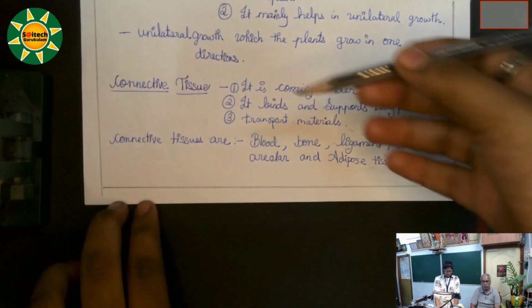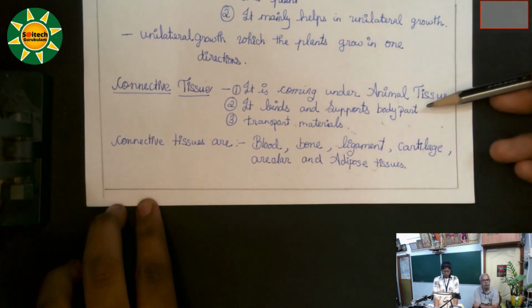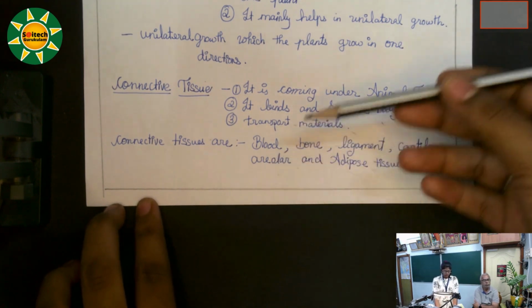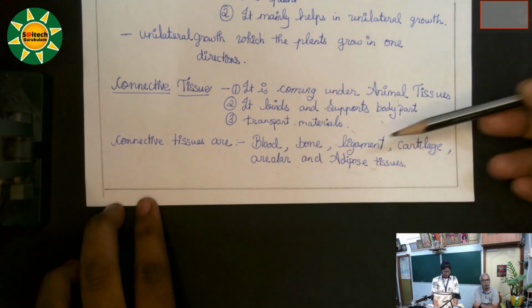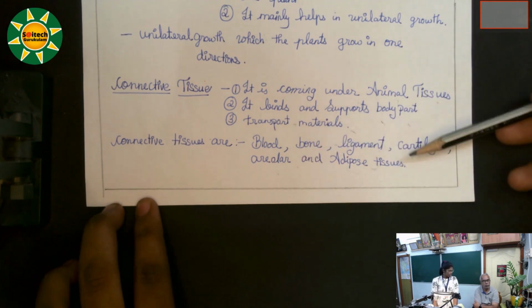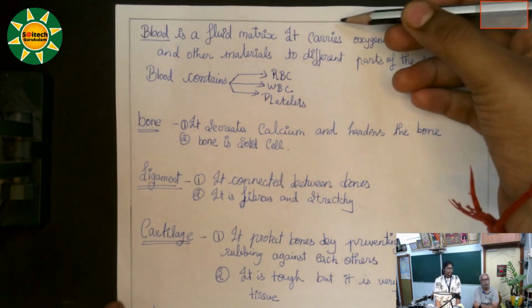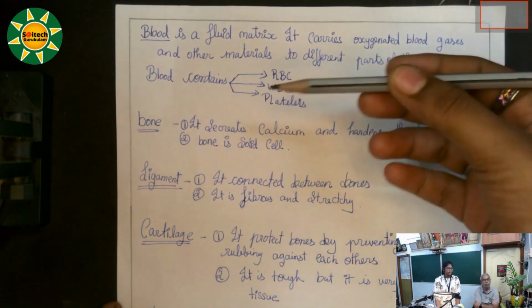Connective tissues come under animal tissues, and they bind and support the body parts and transport materials. Connective tissues are blood, bone, ligament, cartilage, areolar and adipose tissues. Blood is in a fluid matrix. It carries oxygenated blood, gases and other types of materials.